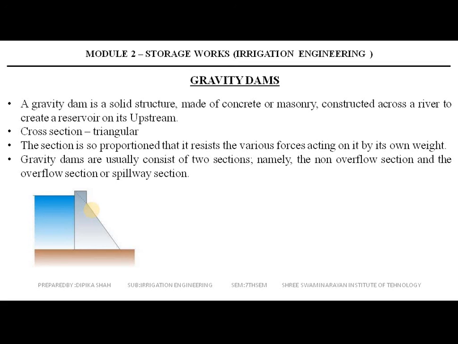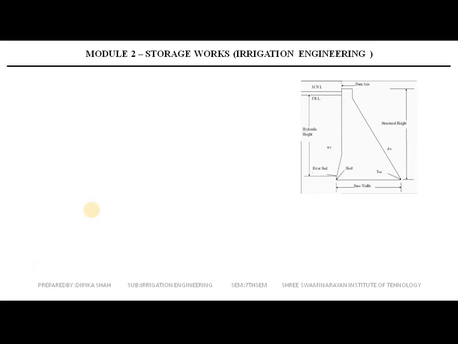So when suitable foundation conditions are available, such a dam can be constructed up to a great height. The highest gravity dam in the world is the Grande Dixence Dam in Switzerland. The height of this dam is 285 meters, and the second highest gravity dam is the Bhakra Dam in India, and the height of this dam is 226 meters.